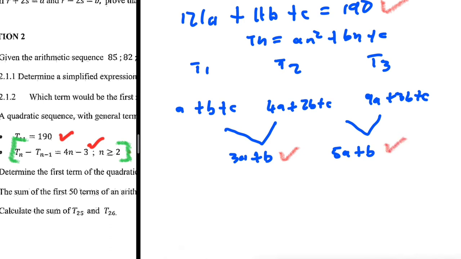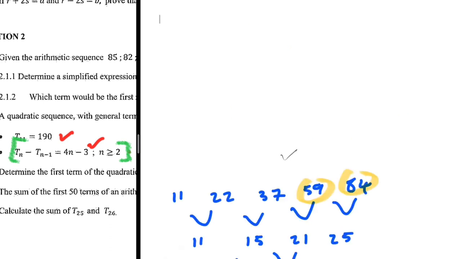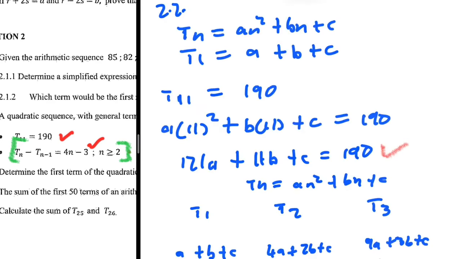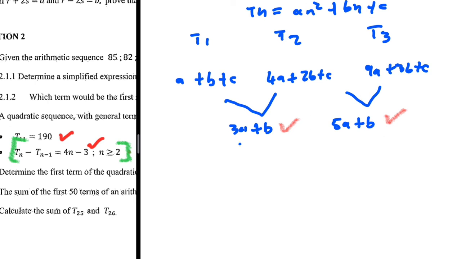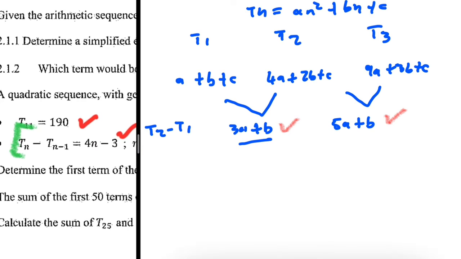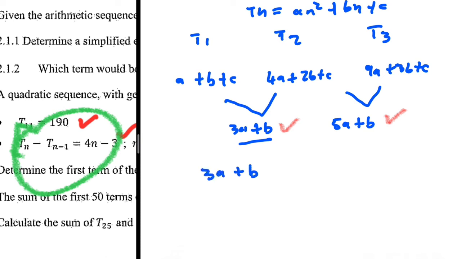Mind you, these right here. Well, I just made a mistake there. Let me go back there. Yeah, this right here, 3a plus b. This is T2 minus T1 of the quadratic sequence, right? And what do we have here on the left-hand side? We know that Tn minus 1 is equals to 4n minus 3. Okay, so that allows us to say that 3a plus b is equals to 4n minus 3.